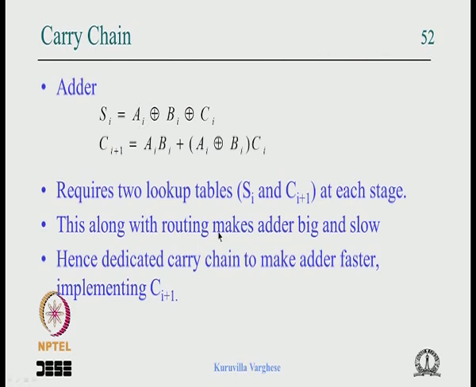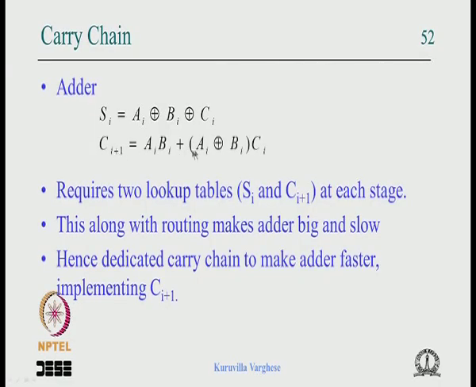Now if you implement this in an FPGA using lookup tables, you would need one lookup table for Si and one lookup table for Ci plus 1, because a lookup table has only one output. So for a 4-bit adder you need 8 lookup tables, much more than that. The Ci plus 1 should be connected using wires to the input of the next stage. So a lot of wiring is required, and this will slow down the adder. Now if the adder is slow, the multiplier will be slow, and so on. All the arithmetic operations will slow down if the adder is slow.